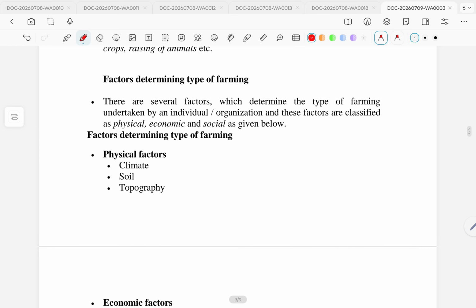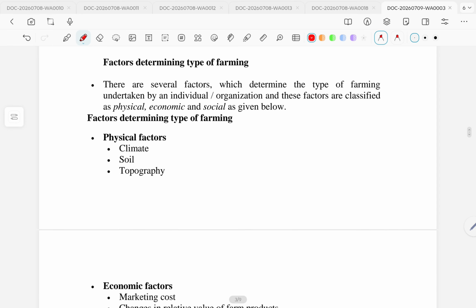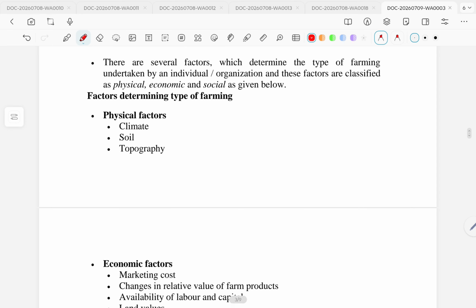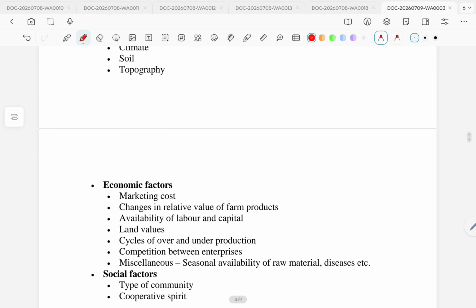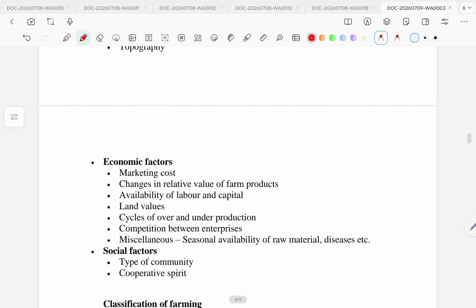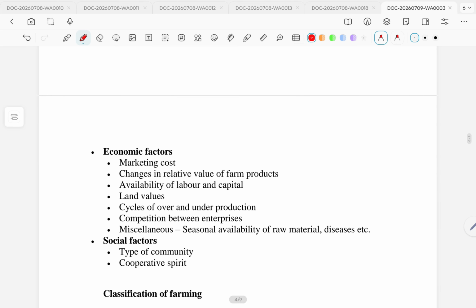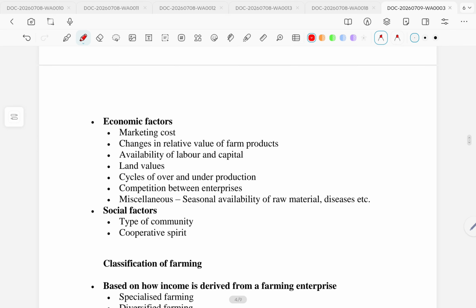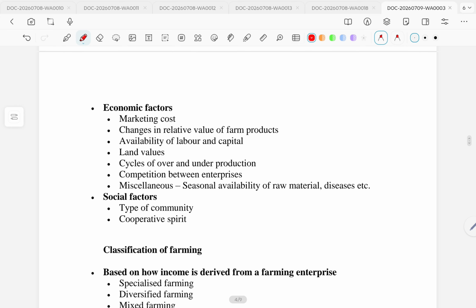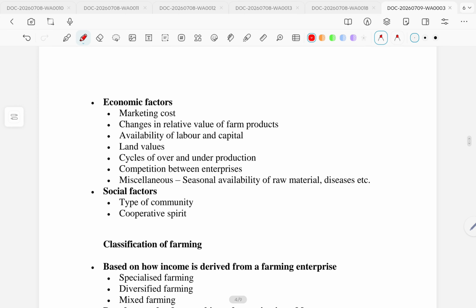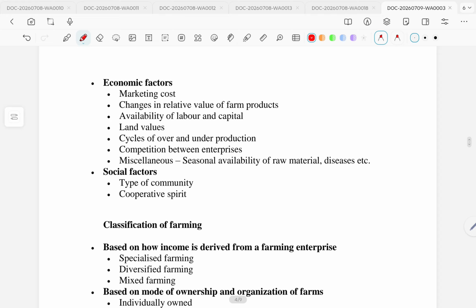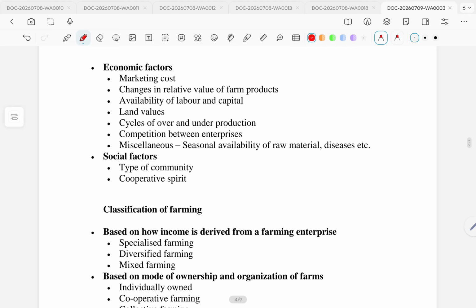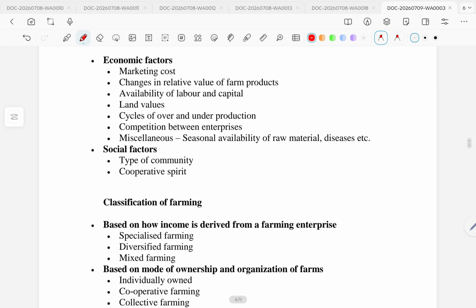Factors determining type of farming. Physical factors: climate, soil, topography. Economic factors: marketing cost, changes in relative value of farm products, availability of labor and capital, land value, cycles of over and underproduction, competition between enterprises, miscellaneous seasonal availability of raw material, disease, etc.